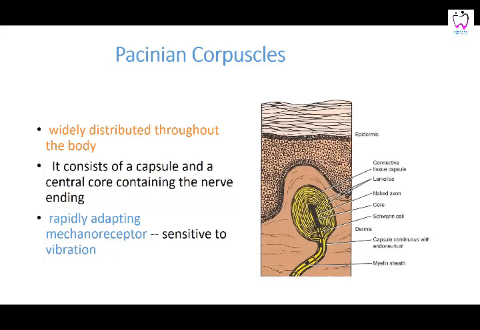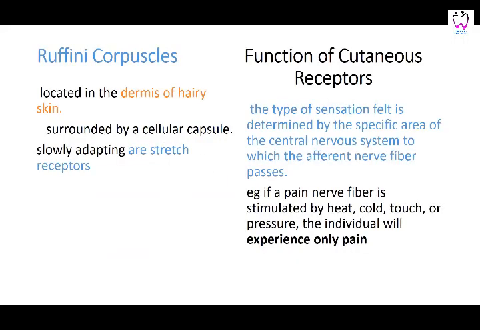We're going to talk about all these receptors in detail in histology. That is why I'm just touching on each and what is the function of it. This is a rapidly adapting mechanoreceptor sensitive to vibration, again present in the skin. So it is going to be mechanoreceptors, vibration, and touch. Then you have these Ruffini corpuscles located in the dermis of the hairy skin, surrounded by the cellular capsule, and they are going to be concerned with stretch.